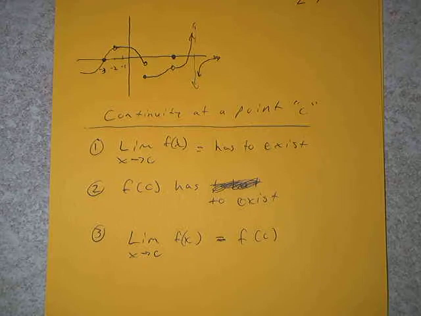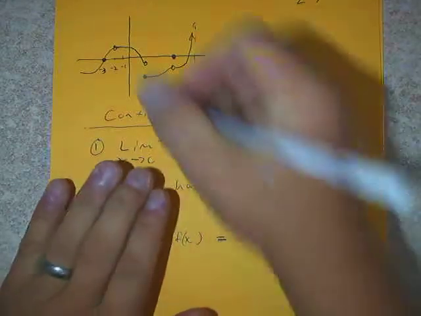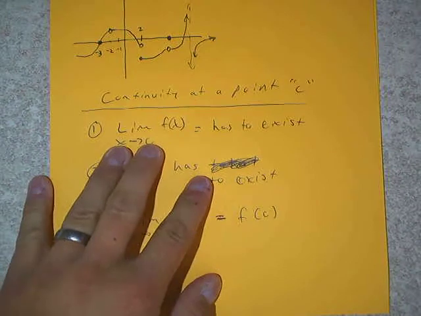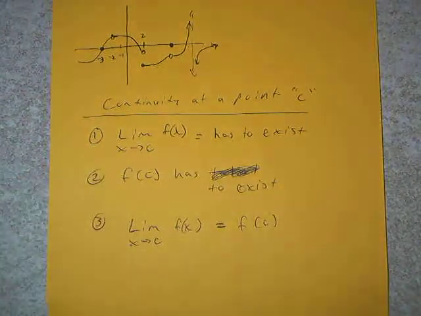If so, what would be the y value? Is there a y value for negative 2? No. So therefore, we don't need to even look at number 3 because number 2 is out. Fair enough? So therefore, it is not continuous at -2.